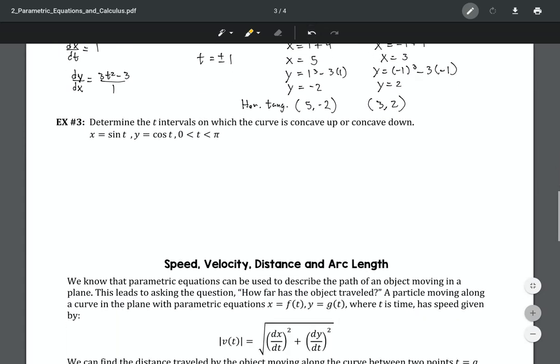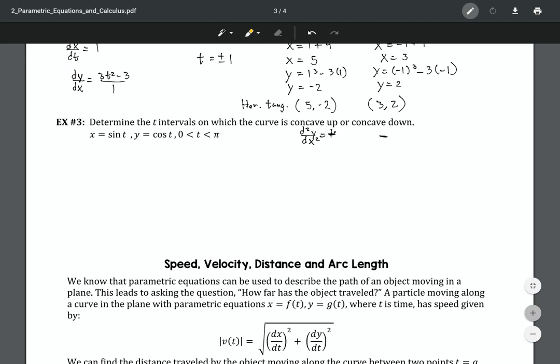So on example 3, we want to determine the t intervals in which the curve is concave up or down. So notice again, this says the t intervals, so this one is going to be a little bit different. Again, how do I know if something is concave up or down? Well, you should know that when the second derivative is positive, then I have concave up. If it's negative, then it's concave down.